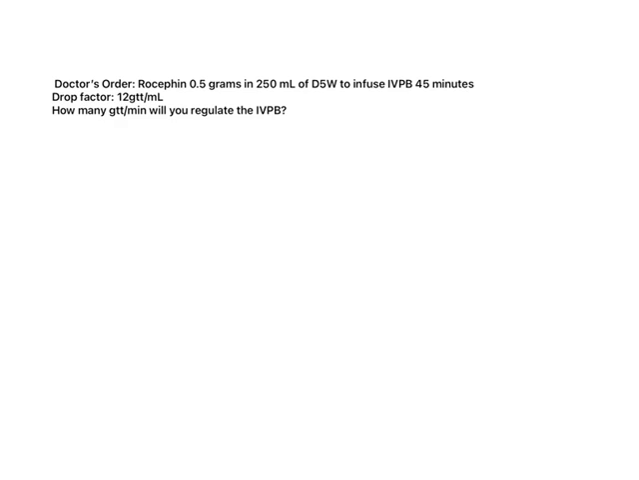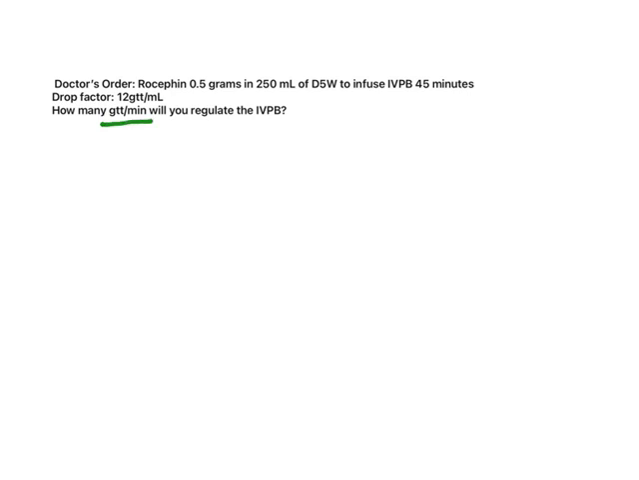The question says that the doctor's orders Rocephin 0.5 grams in 250 mLs of D5W to infuse over 45 minutes. The drop factor is 12 GTTs per mL. So this question says, how many GTTs per minute will you regulate the IV piggyback?